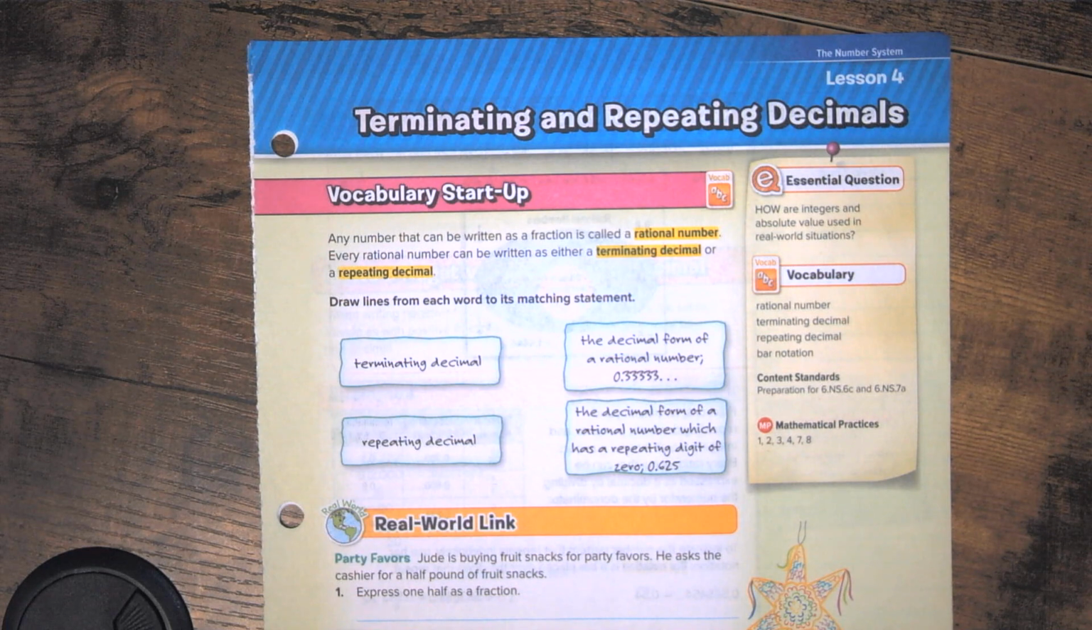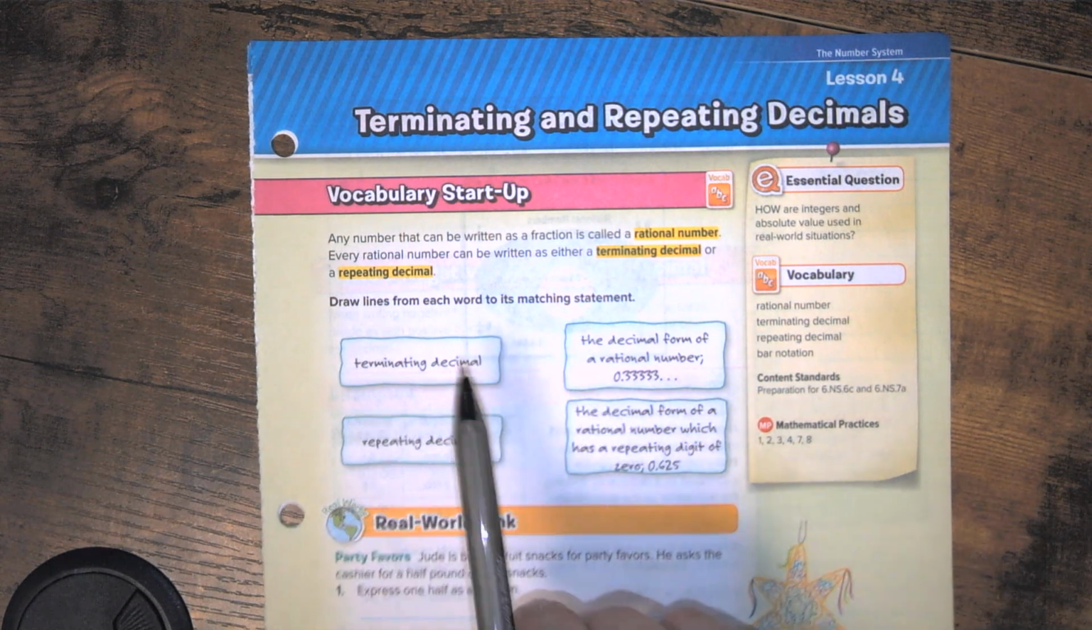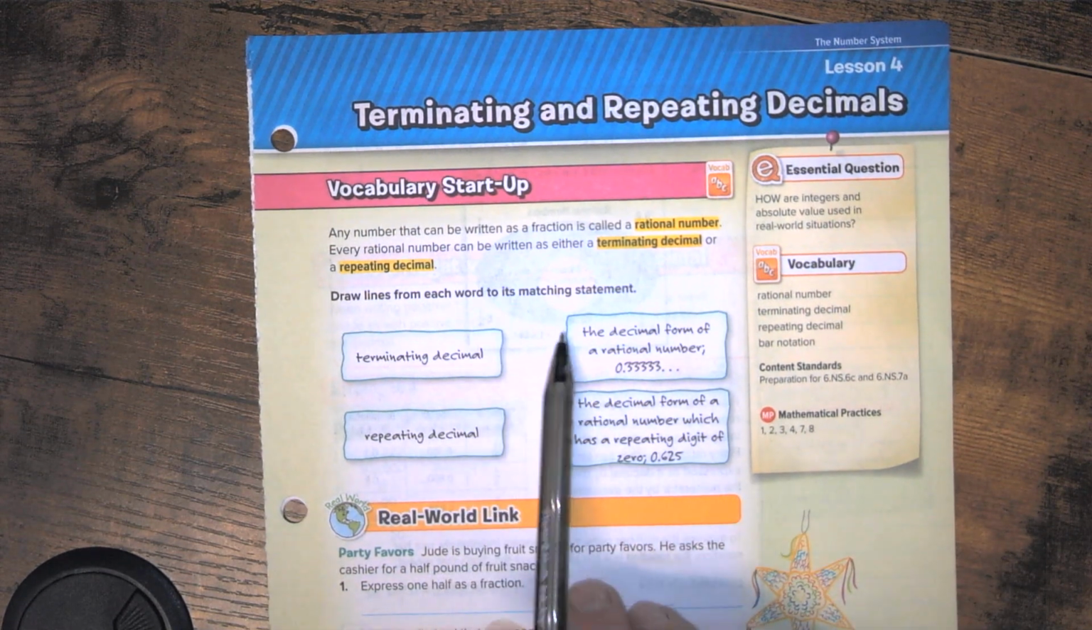Sort of. Close. Terminating decimal. What do you think it means? It stops. Terminating means it stops. It ends. Okay, what do you think a repeating decimal is? It keeps going. It keeps repeating. It's the same thing over and over and over again. That's what repeating means. So, they want us to draw lines that match each statement.